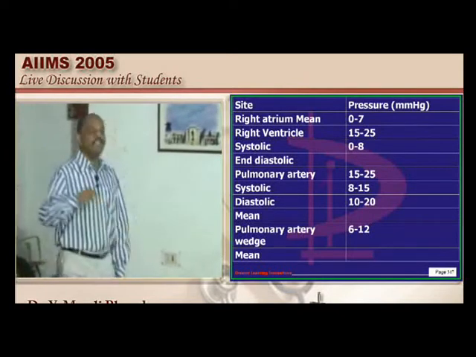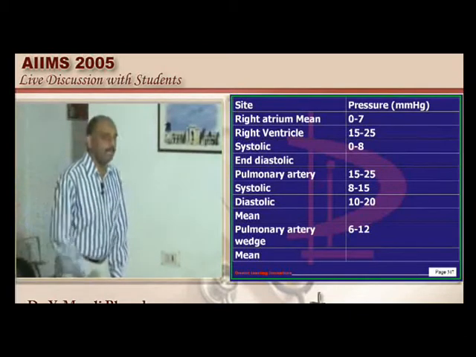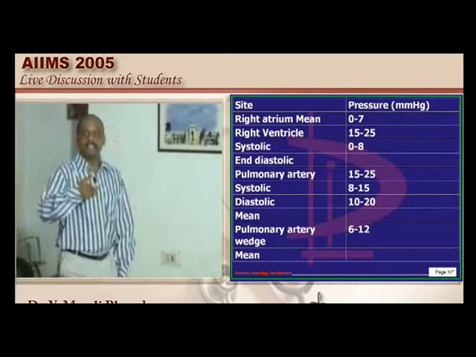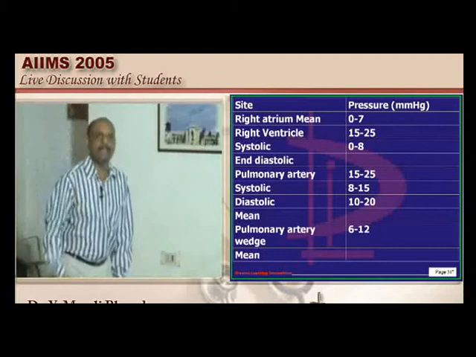So RVSP, right ventricular systolic pressure, will give you an indication about the pressures that are falling on the right ventricle from the pulmonary artery.